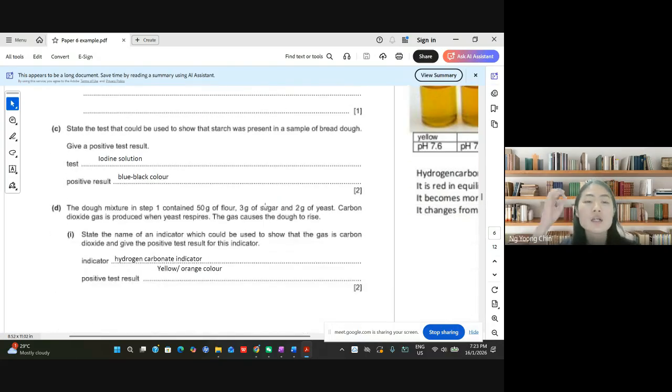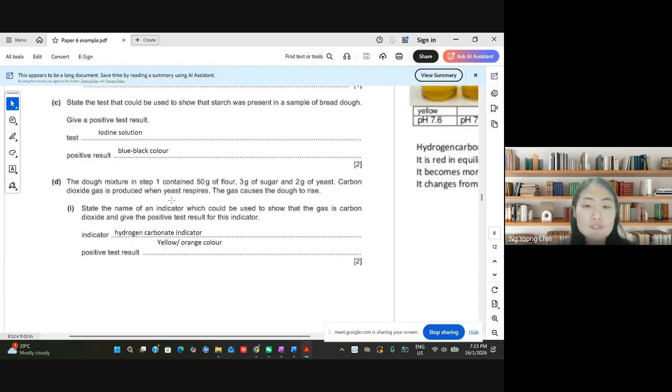And then you still remember in chapter 4, biological molecules, we learned about the food test. This food test is a very common question to come up in paper 6. You need to remember the color of the food test. For example, they ask: the color changed when starch was present in the sample of bread dough, giving a positive test result. So the test is built with what? Iodine solution. So a positive result is blue-black color.